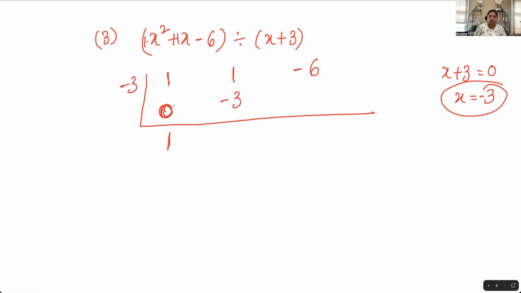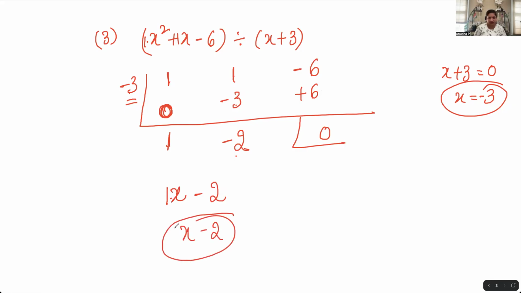Always the first place should be 0 in synthetic division. 1 plus 0 is 1. 1 times minus 3 is minus 3. 1 minus 3 is negative 2. Negative 3 times negative 2 is positive 6. So the remainder is 0. The final answer will be 1 times x minus 2, or x minus 2.